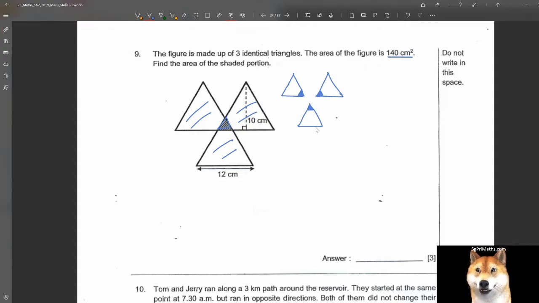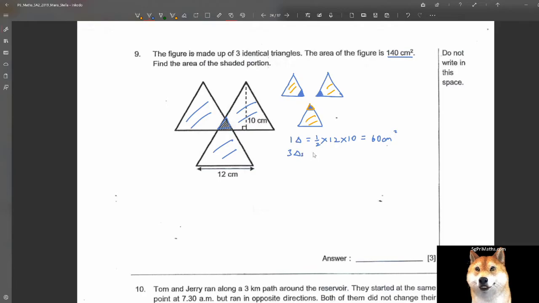Now, because of the overlapping portion, the 140 cm square will only refer to this part, this part, this part, and then one shaded triangle here. These two are mixed up. So what we can do is find the area of 3 triangles first. One triangle will give you half the base, which is 12, times height, which is 10. This will give you 60 cm square.